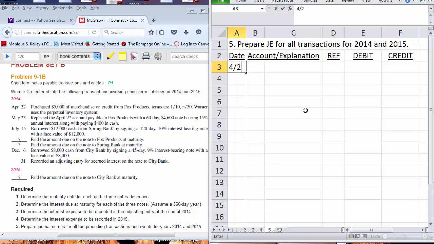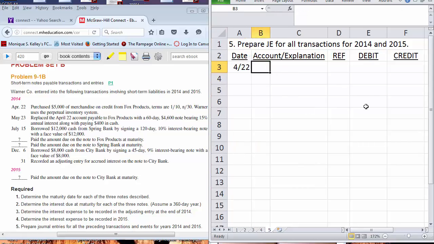So let's go ahead and record the journal entries here. So April 22nd, we purchased $5,000 of merchandise on credit. So we got merchandise inventory, and we're going to debit that 5,000, and we're going to credit accounts payable for 5,000.